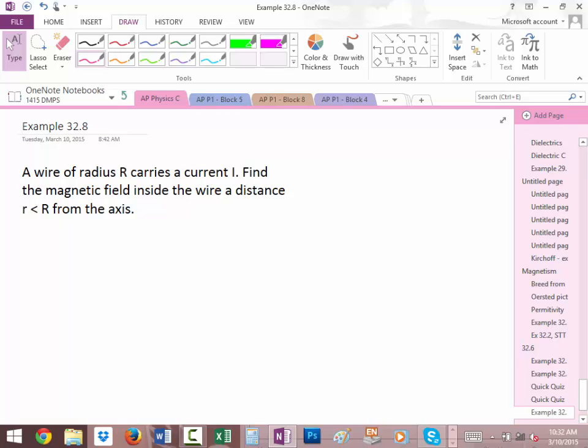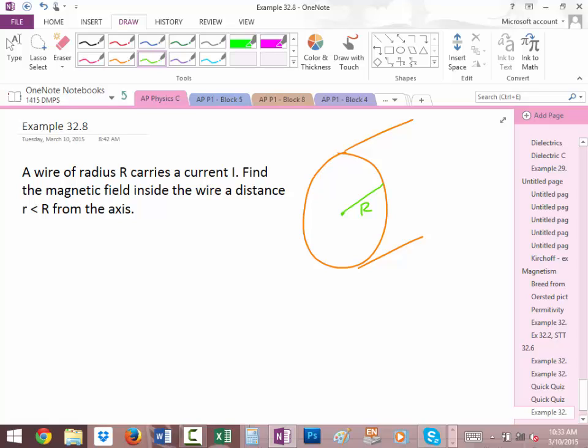So let's draw ourselves a wire, shall we? So here's our wire. Okay. It has a radius. I'm going to make that a little more open so it's a little easier for us to see. There we go. It has a radius R. And you would agree that because it has a radius R, it's going to create a magnetic field outside the wire. Does that make sense? We did that last time.